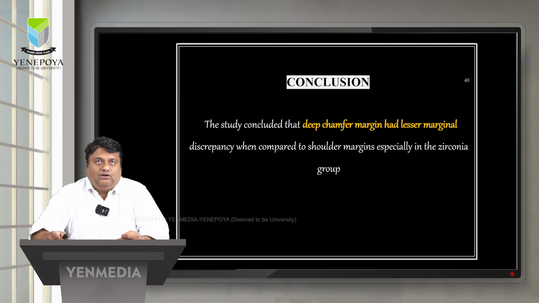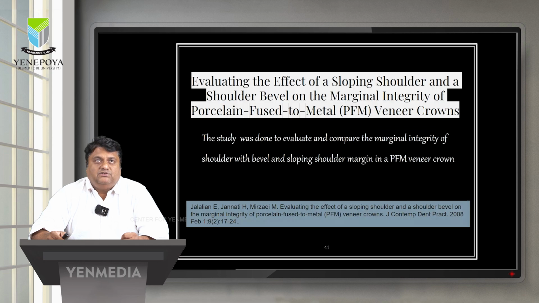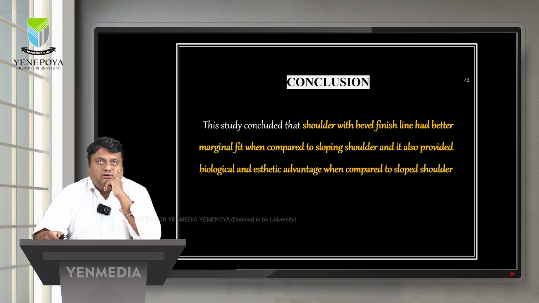So what does that study conclude? That the deep chamfer margin had lesser marginal discrepancy when compared to shoulder margins, especially in the zirconia group. There was another study done to evaluate and compare the marginal integrity, that is the gap, of shoulder with bevel and sloping shoulder margin in a PFM crown. The study concluded that shoulder with bevel finish line had better marginal fit when compared to sloping shoulder, and it also provided biologic and aesthetic advantage when compared to a sloped shoulder.